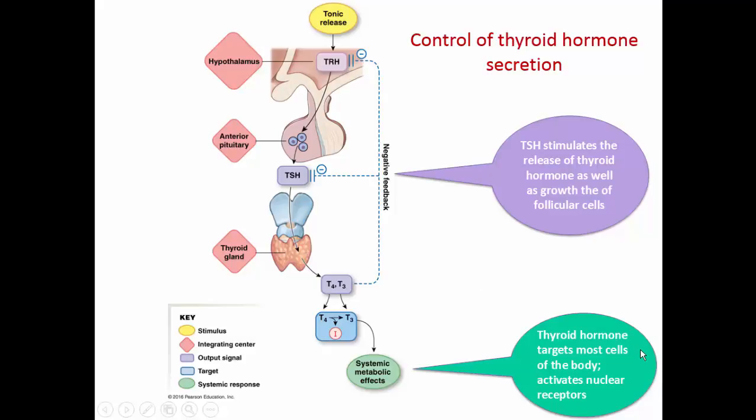Thyroid hormone targets most cells of the body, so it has widespread effects, and it activates nuclear receptors. Remember that thyroid hormone is a lipid-soluble hormone that diffuses through the cell membrane and then activates nuclear receptors. If we take a look at the negative feedback, T3 and T4 act in a long loop negative feedback to inhibit TSH secretion from the anterior pituitary gland and also to the hypothalamus, inhibiting release of thyrotropin releasing hormone.